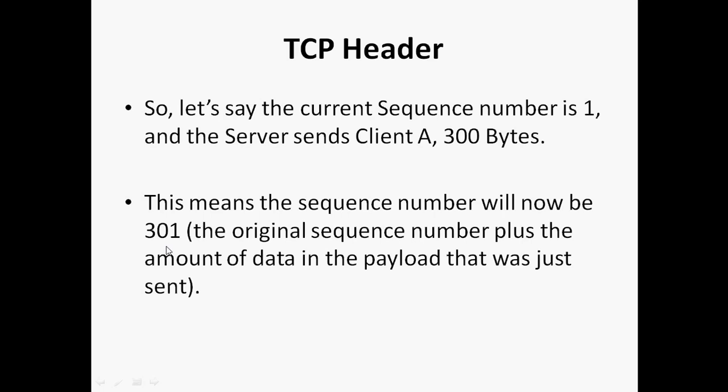The original sequence number is 1. Now the server is going to send 300 bytes of data to the client. So the original sequence number plus the amount of data we send: 1 plus 300, 301 is the sequence number.